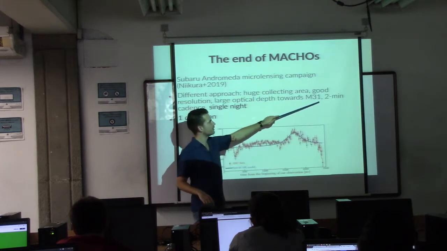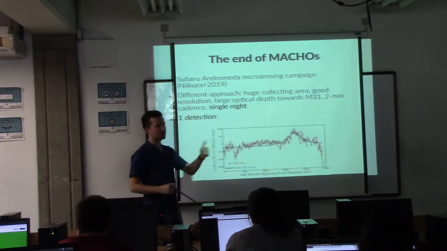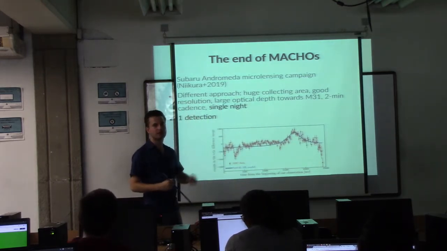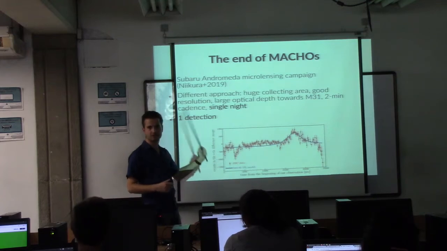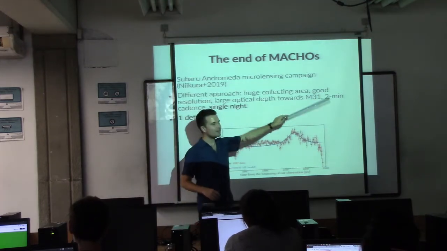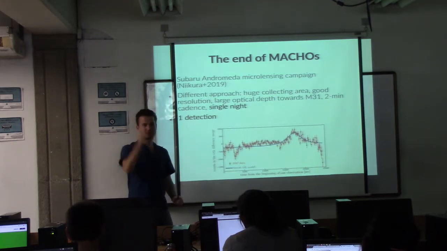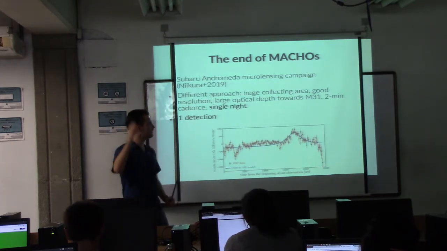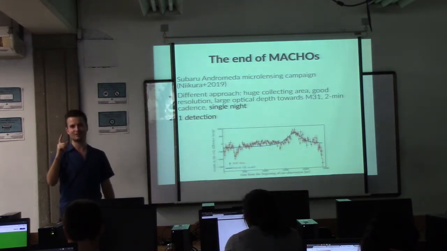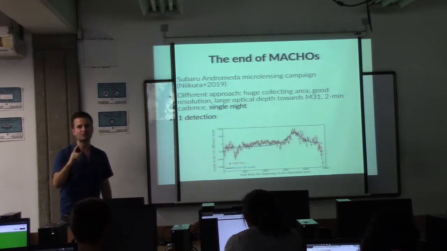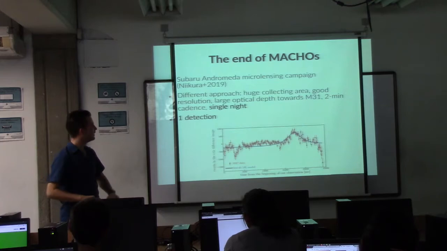So instead of visiting every field once or twice in one or two days, as done with the previous surveys, they were basically taking snapshots every 2 minutes and looking for microlensing events in a single night. And if MACHOs was a viable model, they would have hundreds of events. They found one.